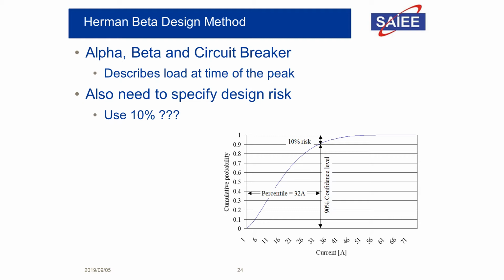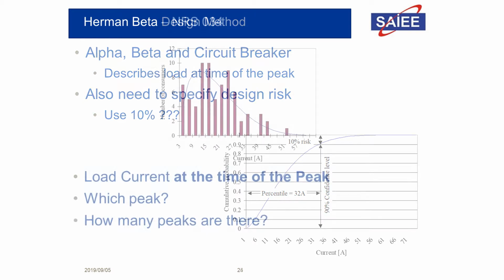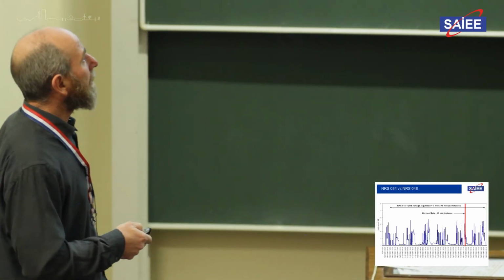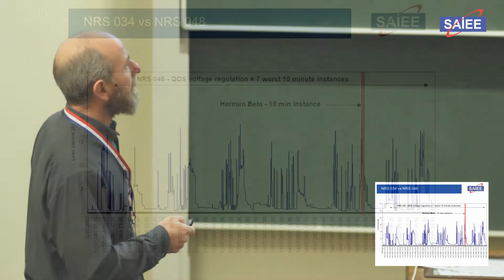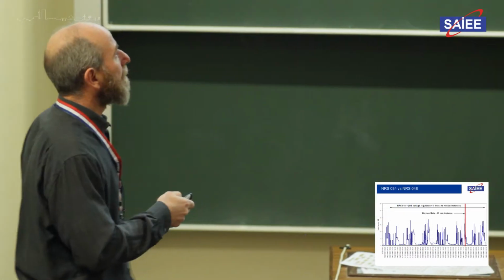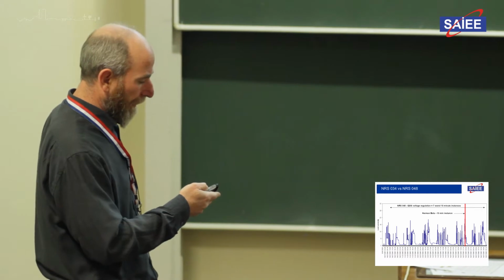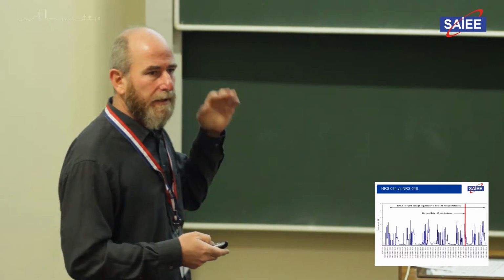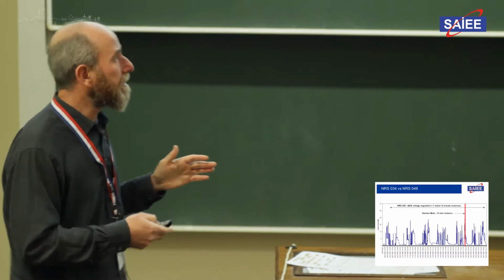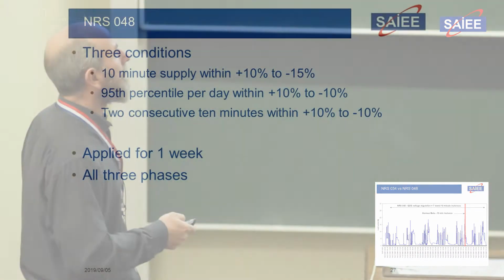Now I'm getting back to the point that this talks about the load at the time of the peak, but which peak? If you look at any particular week, you'll see there's actually a whole bunch of peaks. So which peak are we actually talking about here? That might be the one we use the Herman-Beta method for, but there are a whole lot of other ones. The assessment methods for whether your networks are performing or not don't look only at that one peak. They look at this whole week, or any particular week.